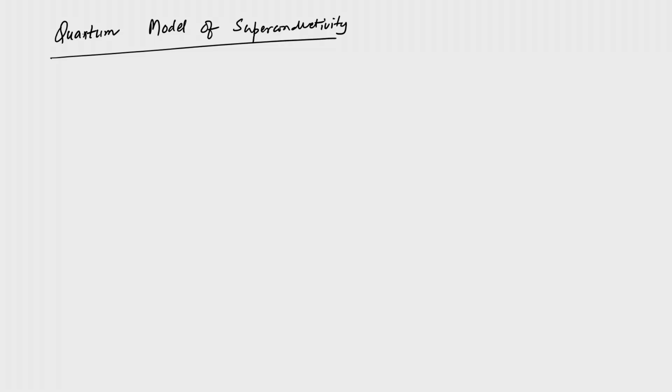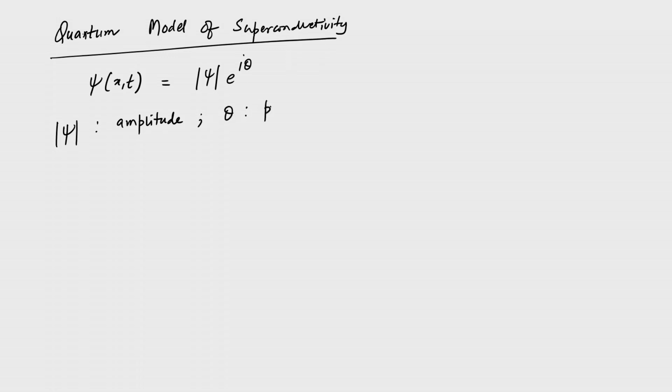We can write down a wave function corresponding to that quantum regime, and let us call that wave function psi of x, t, where it is written as an amplitude and a phase. Psi is the amplitude, and theta is called a phase, and it is a real quantity. But what is the physical significance of that? The mod psi square is the super current density or the super electron density, as we know.